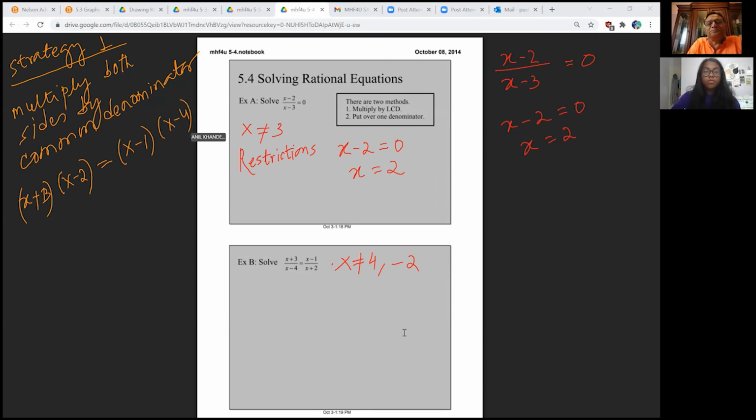Is that clear to you? Yes, because we multiplied. Yeah, you're multiplying from the denominator of the other side. Yes. So basically, look at it like this.